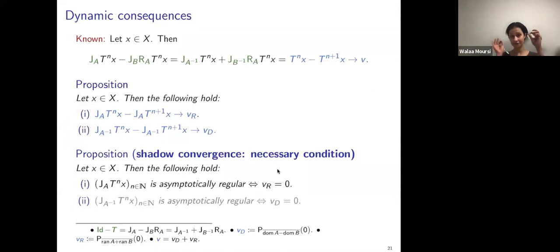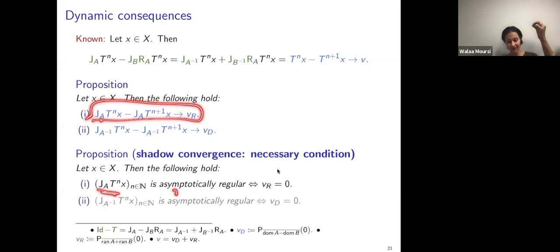I would read only the first item. The second, I would say, is a dual version of it. So what you see here is the shadow sequence. I'm looking here at a limit of the difference of 2 consecutive terms of the shadow sequence. And if you know the limit of 2 consecutive terms of the sequence, you can say something about its asymptotic regularity behavior. So looking at this item, we know that this sequence is asymptotically regular if and only if it goes to 0 here, which means if and only if VR equals 0.